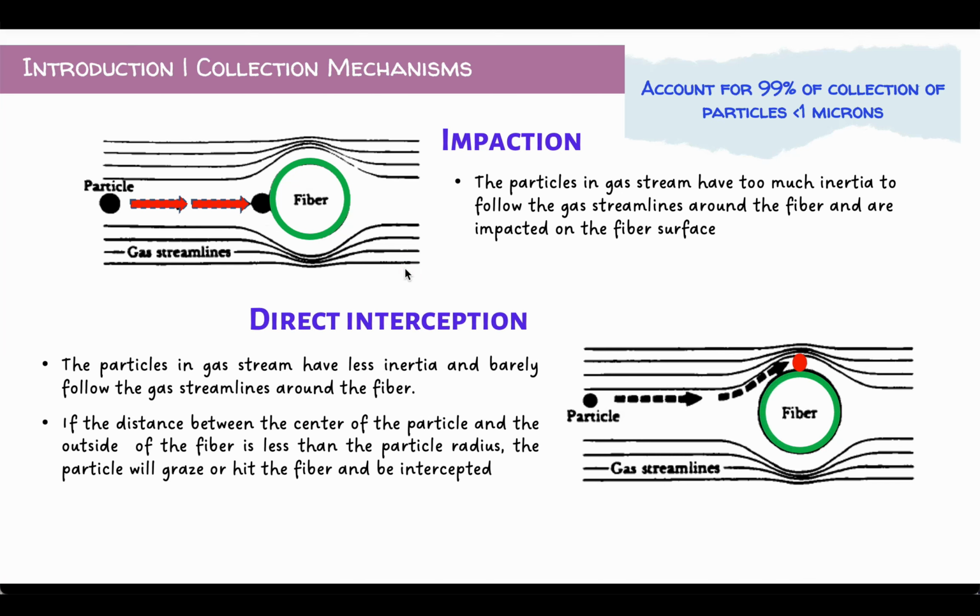In the case of direct interception, the particles have less inertia and barely follow the gas stream lines around the fiber. If the distance between the center of the particle and the outside of the fiber is less than the particle radius, the particle will graze or hit the fiber and be intercepted.